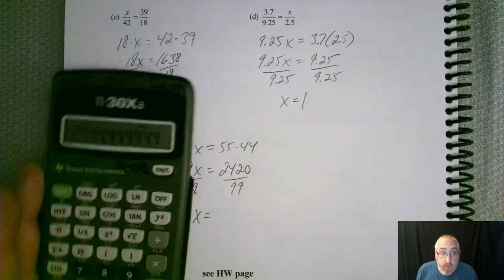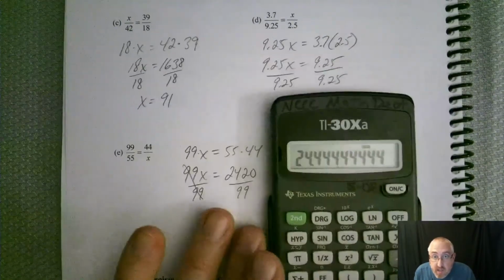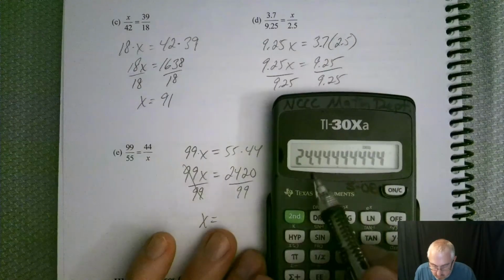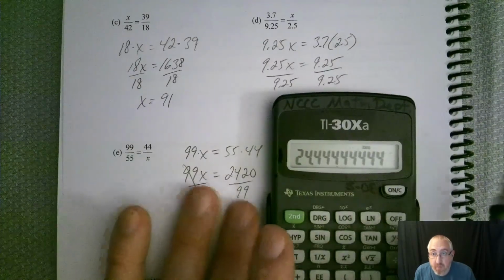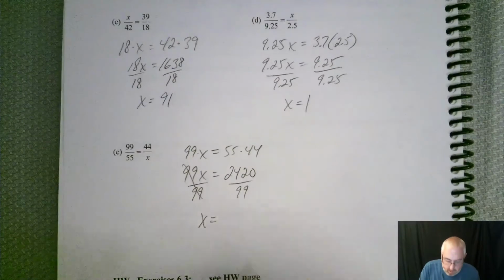Okay, so we do get a repeating decimal. It's a little hard to see there. Let's move it over here. So 24.444444444. Okay.